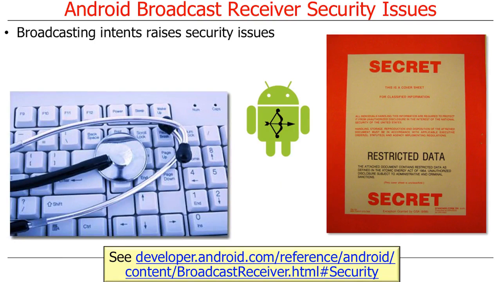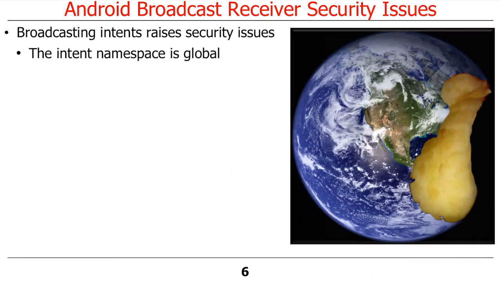The broadcasting of intents in general raises a variety of security issues. And these issues stem largely from one of the benefits of the Android intents model. That is, its ability to connect together loosely coupled components. But of course, with that flexibility also comes some potential security risks, which we'll talk about here.